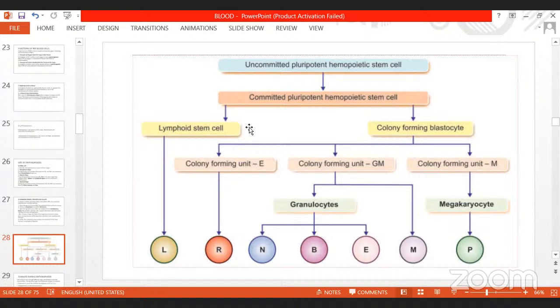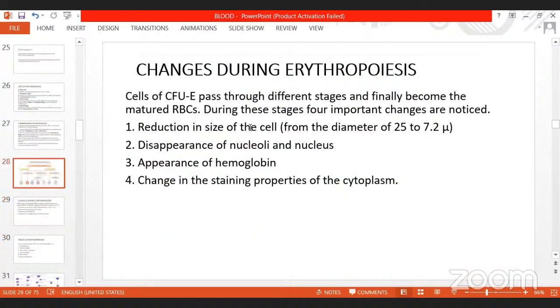And from this, we are going to see erythropoiesis. During erythropoiesis, from the blast cell derived from the uncommitted pluripotent hemopoietic stem cell till the RBC, many changes will happen to the particular cell. It will change its shape, its color, its nuclear activity, staining property, and so on.